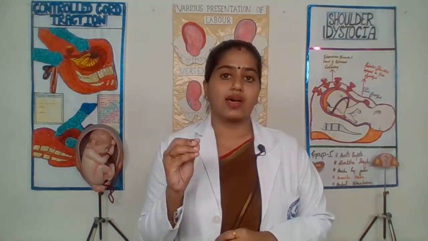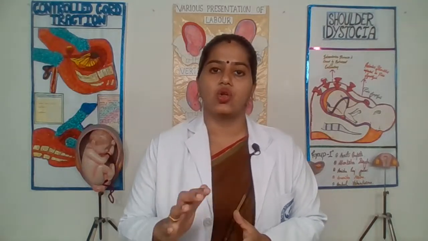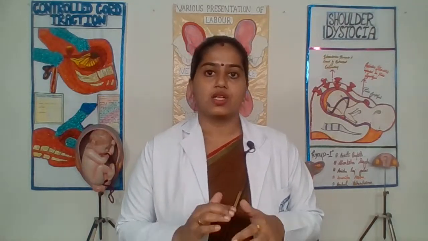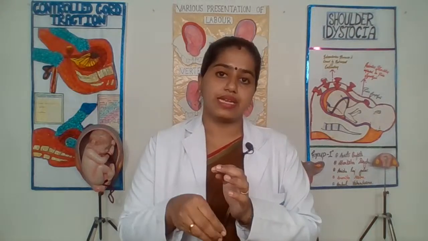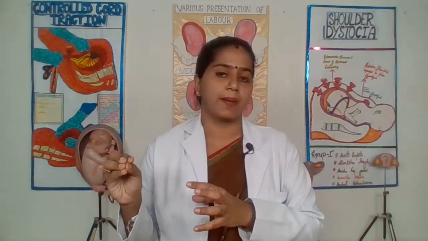Next we will see what is meant by compound presentation. Compound, otherwise known as complex, is when more than one part of the fetus comes and lies in the lower pole of the uterine segment. So along with the head, if any limb is there, or along with the breech, if any upper limb or lower limb is present at the lower pole, then it is known as the compound presentation.